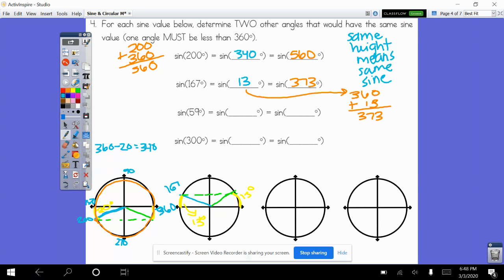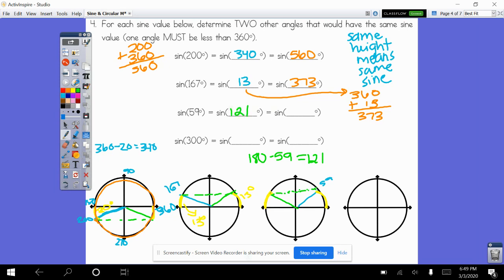All right, 59 degrees, that's in my first quadrant. It's between 0 and 90. So to find the angle at the same height, I'm going to be over in quadrant 2 because they have the same height. And if my angle is 59 degrees, that's 59 from 0. I need to find the angle that's 59 from 180. So in this case, it's 59 degrees before 180. So I need to take 180 minus 59. And that gives me 121.